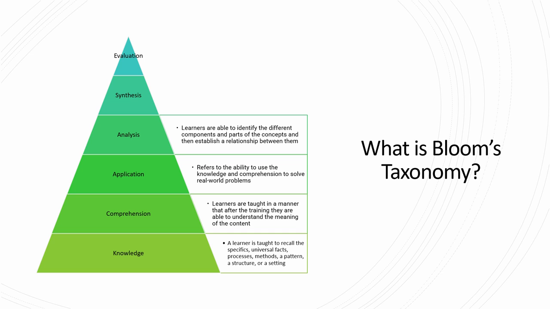A training achieves the analysis level when learners are able to identify the different components and parts of the concepts and then establish a relationship between them. For example, if your training explains the steps of a process, then to help learners achieve the analysis level, the training should teach them the relationship between the different stages of the process and identify the organizational principles involved.